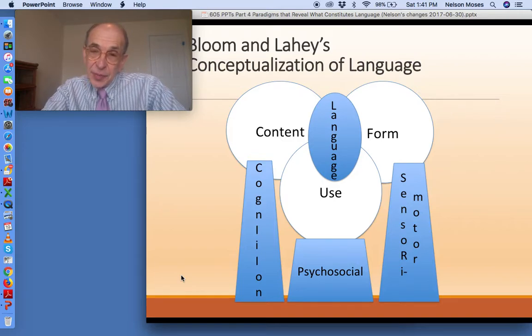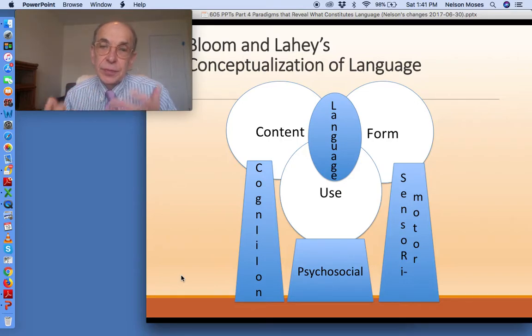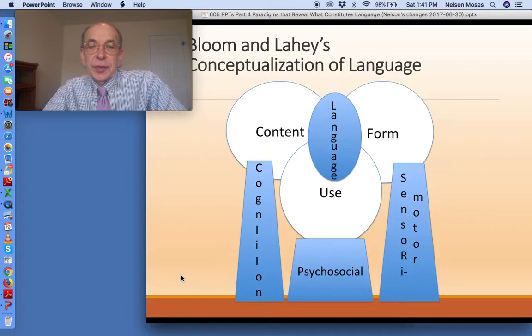psychosocial, and sensory-motor system. Cognition having to do with awareness and the use of awareness for problem-solving, reasoning, learning. Psychosocial system, which comprises affect and our social conditioning, and the sensory motor system.